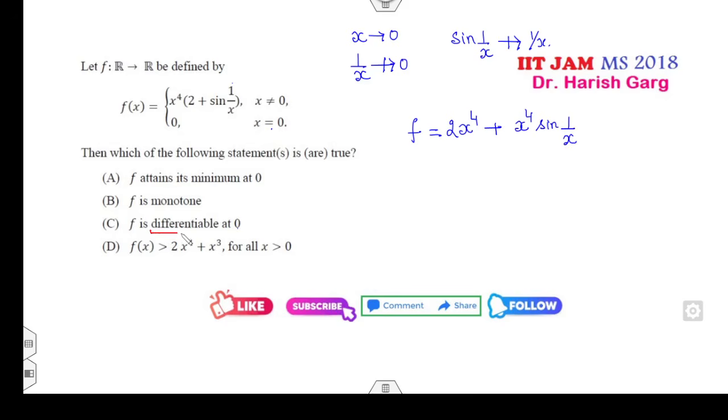Firstly, we will see whether it's differentiable. This is my polynomial. Yes, the function is differentiable, because 4 is greater than 1. So hence the function is differentiable at 0.